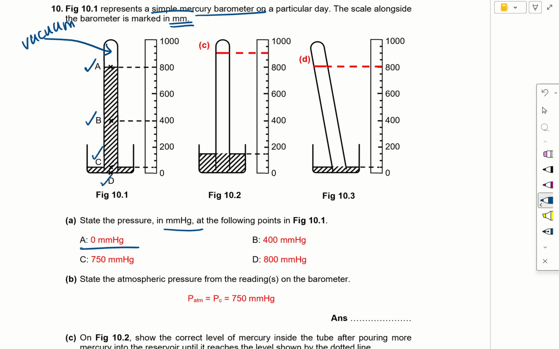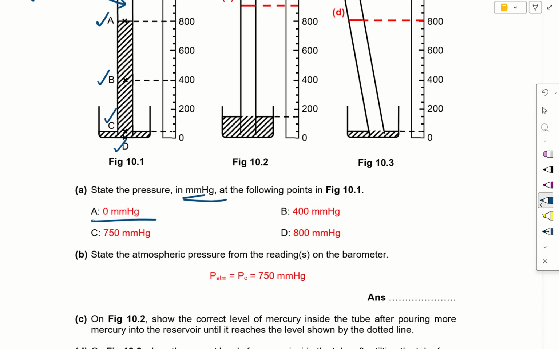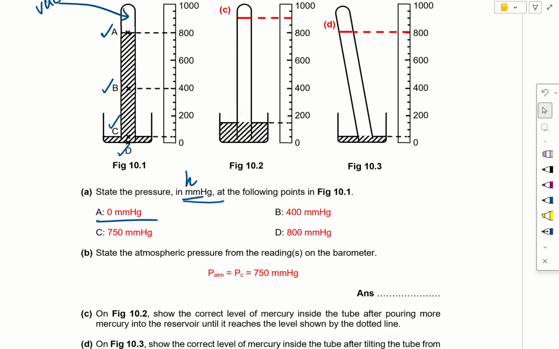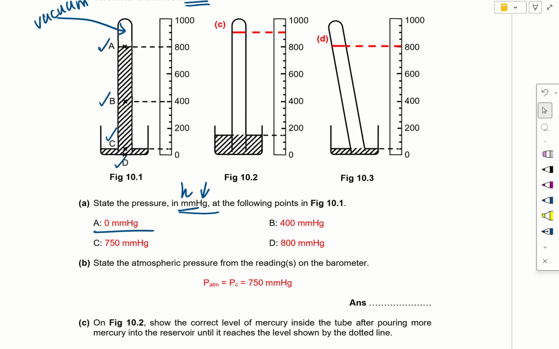Let me explain mmHg. I already did that in my notes. mm is the height, the height of the liquid above it. So obviously at A, there is nothing there, so the height is 0. And the Hg is talking about the liquid that is being used, the liquid used in the barometer. In this case it is mercury, which in your periodic table is Hg.